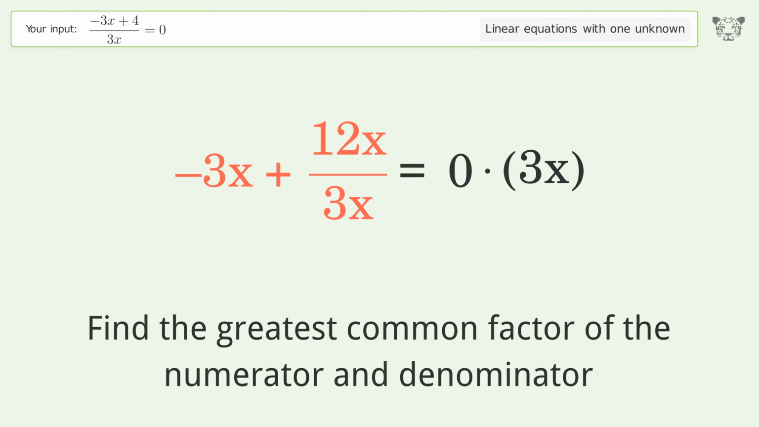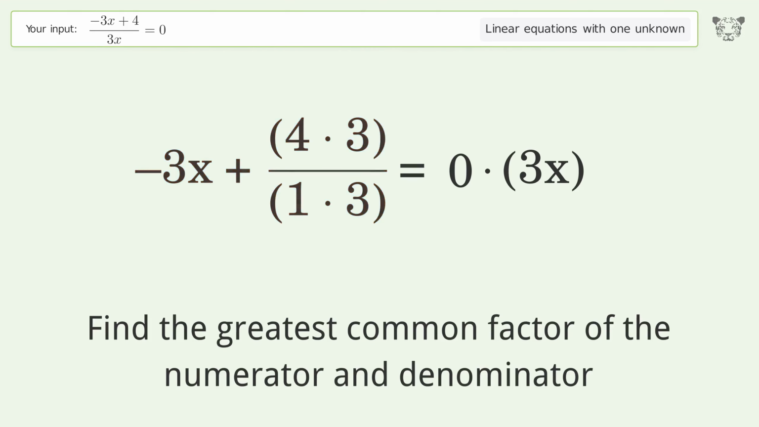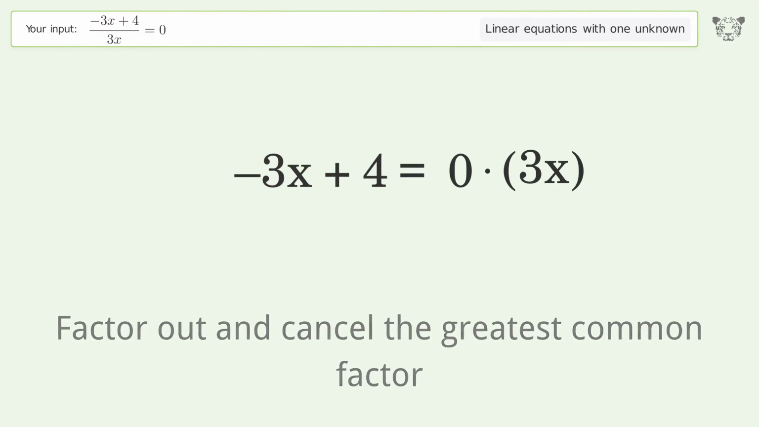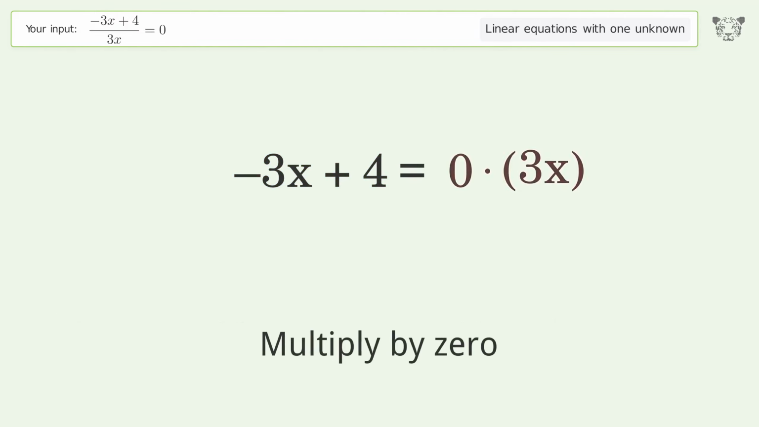Find the greatest common factor of the numerator and denominator. Factor out and cancel the greatest common factor. Multiply by 0.